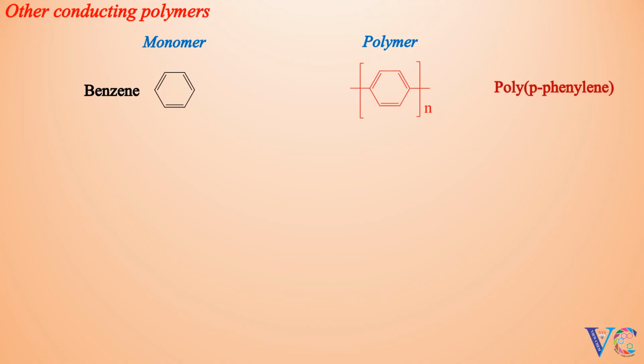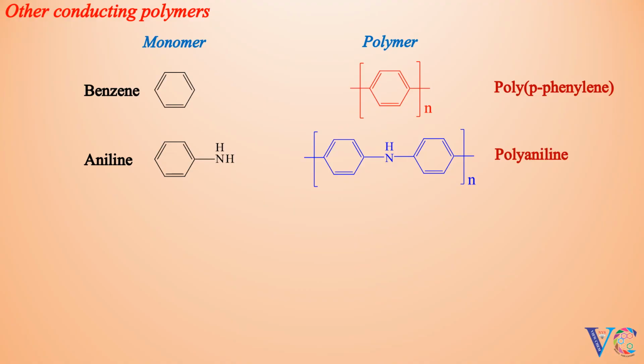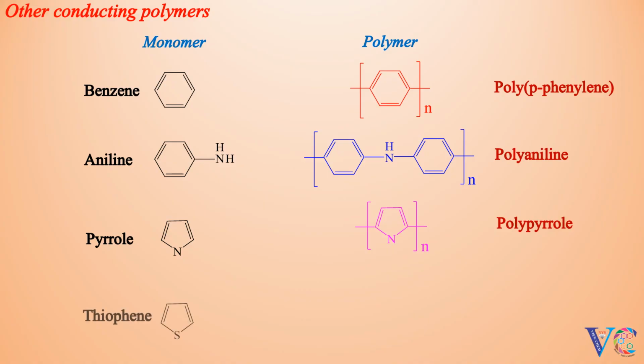Other conducting polymers: benzene, polyparaphenylene; aniline, polyaniline; pyrrole, polypyrrole; thiophene, polythiophene.